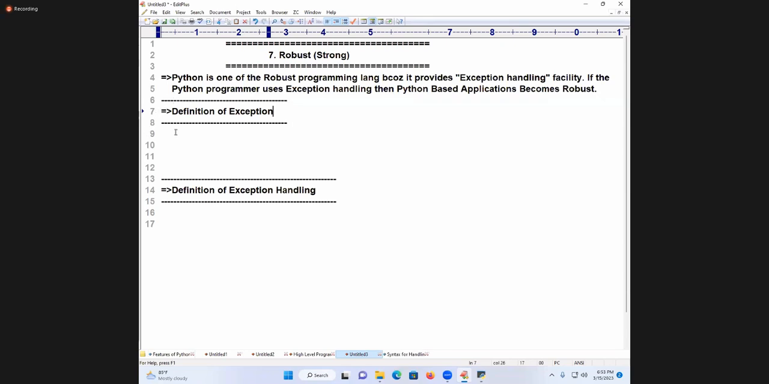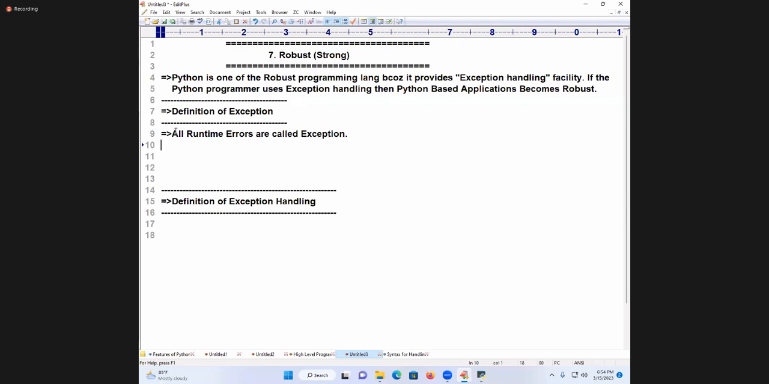Tell me, what is the definition of exception? All runtime errors are called exceptions. Actually, errors are of how many types? 3 types: compile time errors, logical errors, and runtime errors. But our source will say compile time errors and runtime errors. But actually, logical errors are also there. Logical errors will come when you are not writing the logic properly.